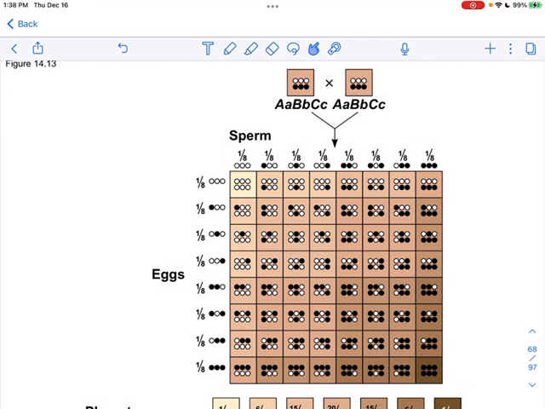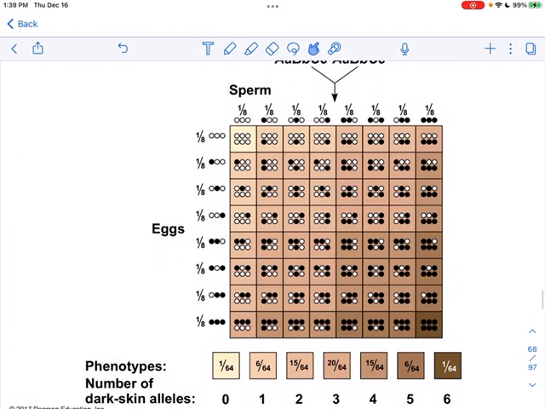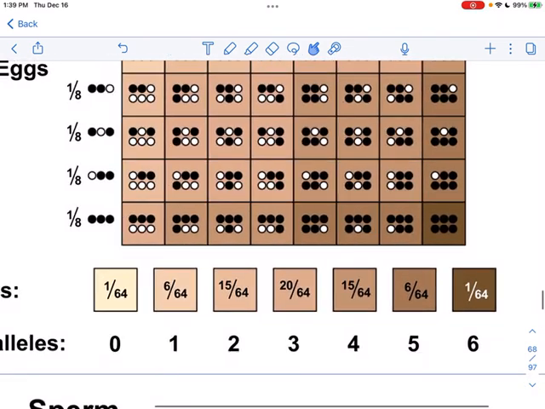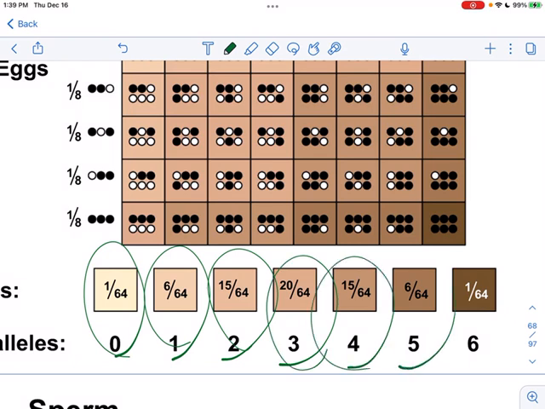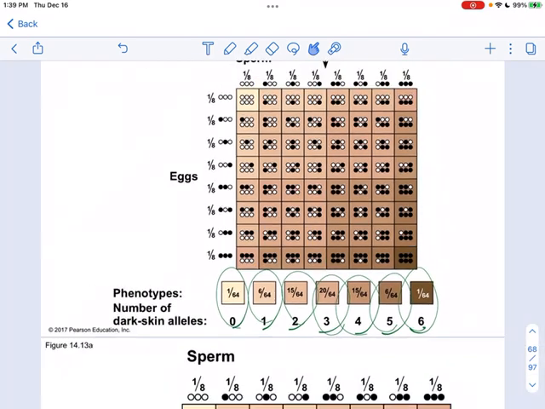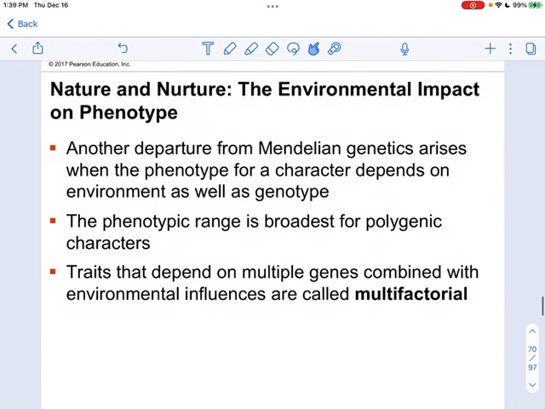This is really simplifying skin color in humans, but you can see here how if you don't inherit any of those dominant alleles, then you end up with very light skin tone. If you only inherit one dominant allele, you end up with a slightly darker skin tone. And as you continue to inherit more and more of those pigment alleles, you end up with darker and darker skin. So we see this sort of continuum, and there are far more shades than just the 6 that are illustrated here, but that's just to give you an idea.